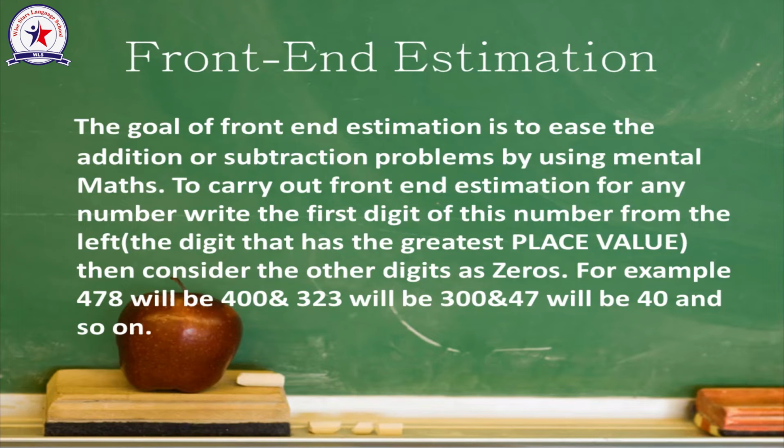For example, 478 will be 400 and 323 will be 300, 347 will be 300, and so on. In case of front-end estimation, we don't consider the rule of less than 5 or more than 5.